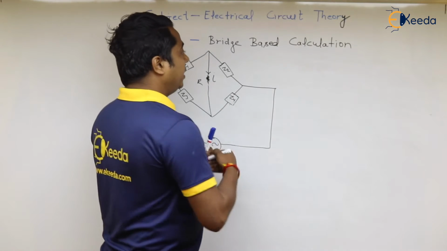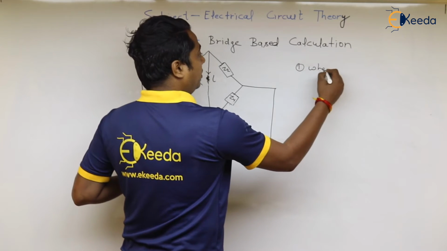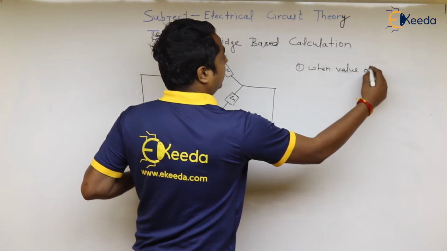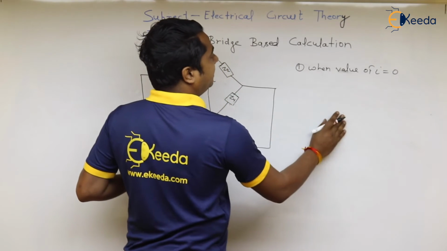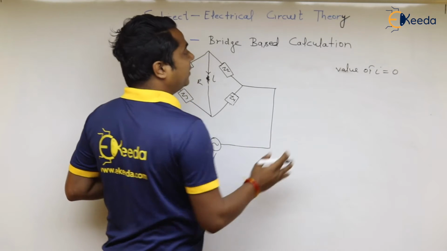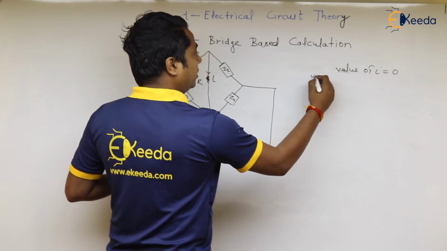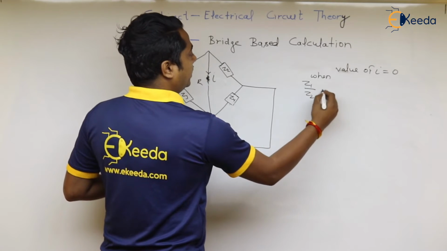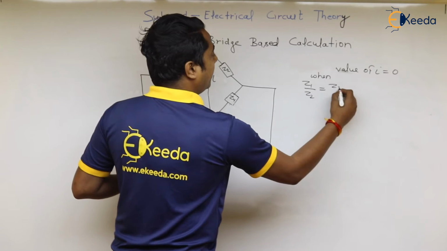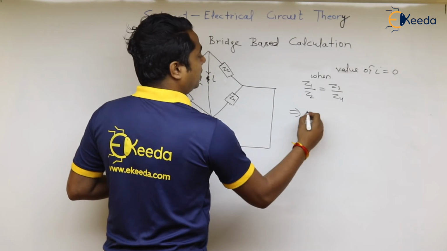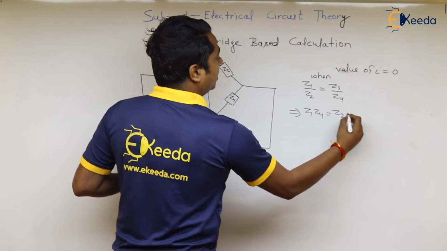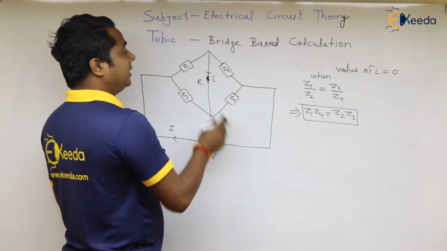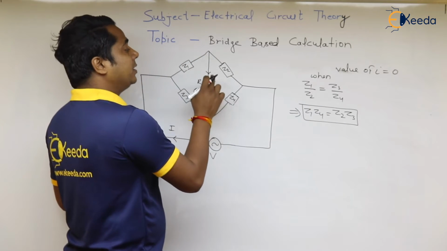So, the value of small i will be equal to 0, it means the value of I will be equal to 0 when Z1 upon Z2 is equal to Z3 upon Z4. It means Z1 Z4 is equal to Z2 Z3. When we find this relation between the impedances, then the value of I will be equal to 0.